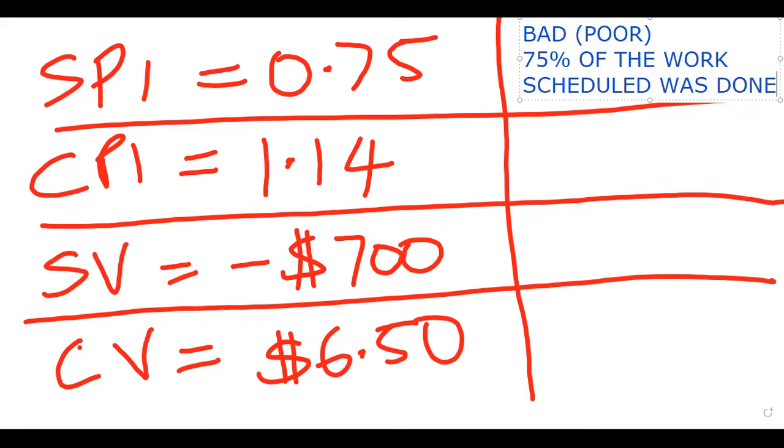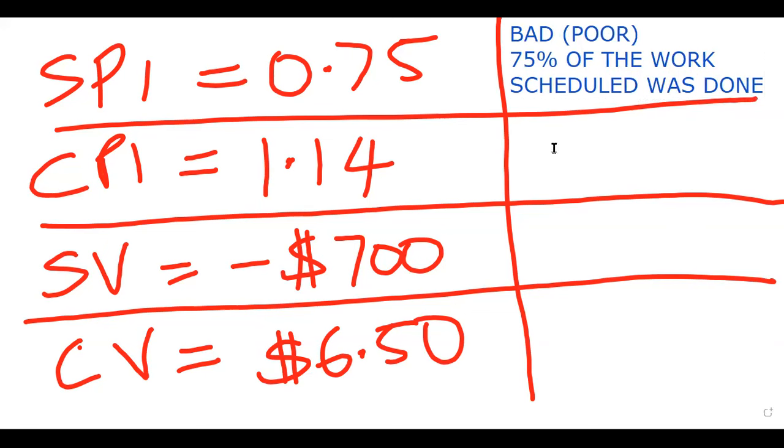No boss is going to smile at you with that one because you're late. You're not necessarily over budget at this point. We don't know that. But what we do know from an SPI is in terms of schedule. So you are behind schedule. That's really what it means, right? So you are behind schedule.